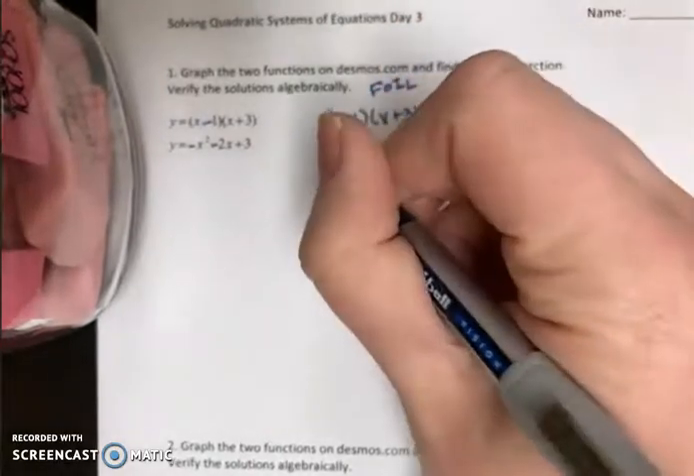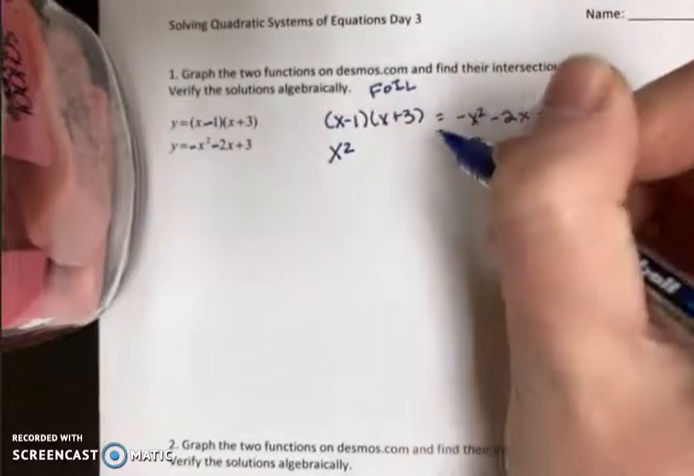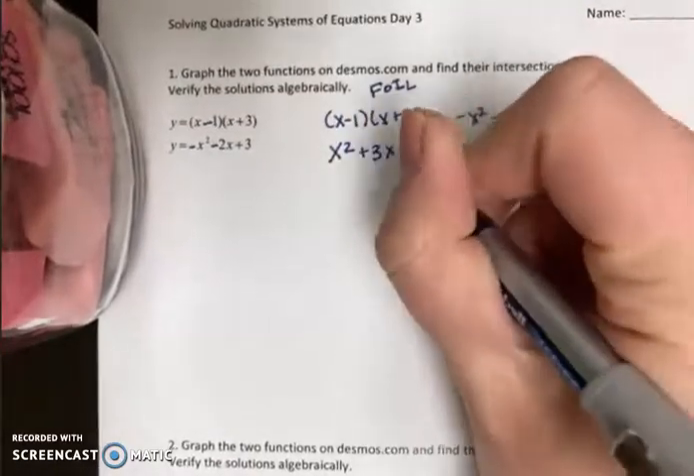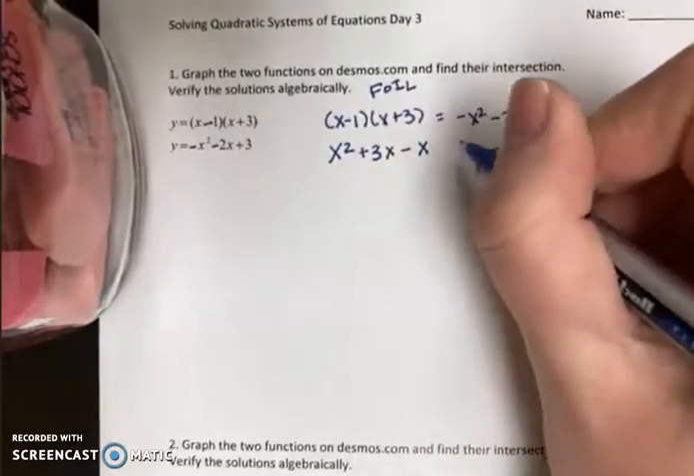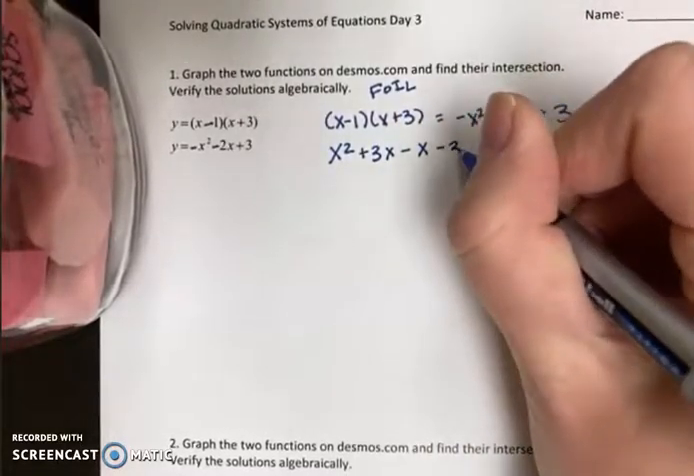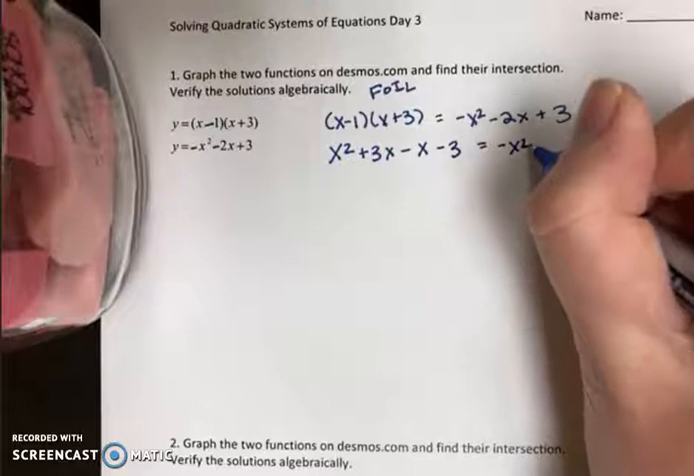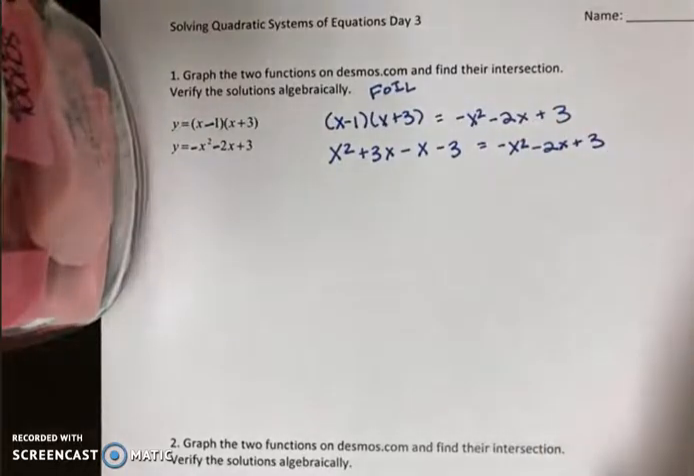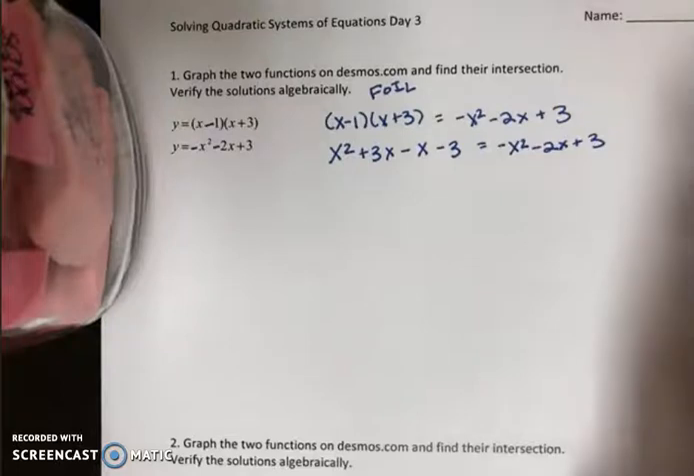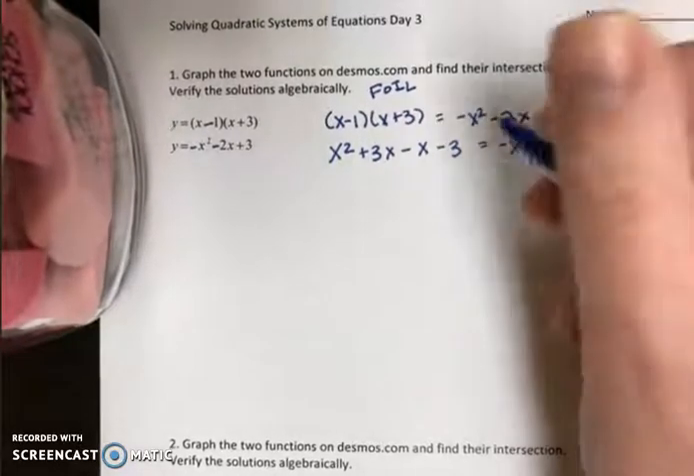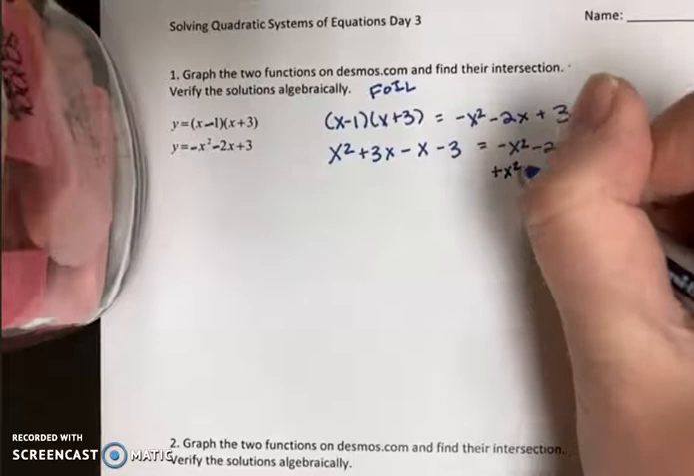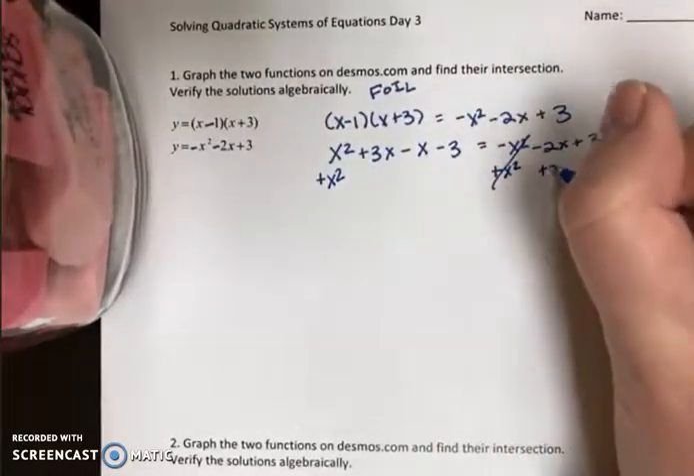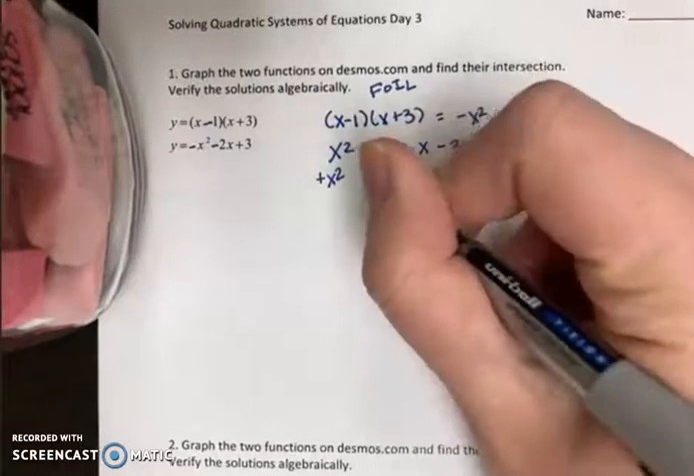So when I FOIL, x times x is x squared, x times 3 is 3x, negative 1 times x is minus x, negative 1 times 3 is negative 3, and negative x squared minus 2x plus 3 was on the right-hand side of the equation. And then we're just going to solve like we normally do. So I'm going to get my quadratic equation set equal to 0 by moving everything over from the right-hand side.